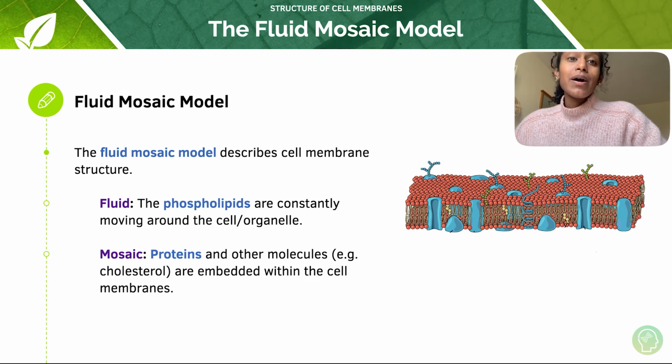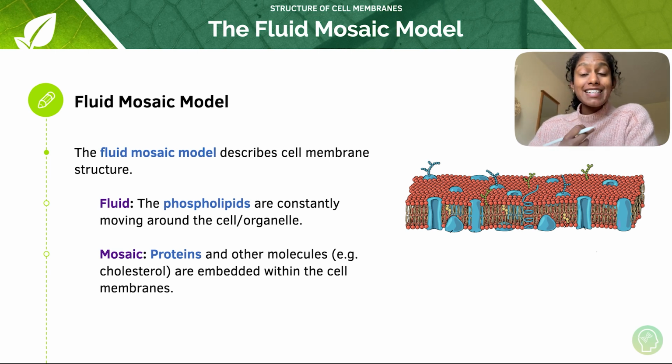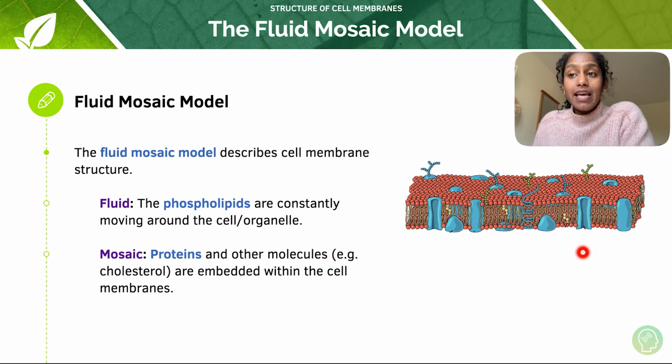So now this brings us quite nicely onto what our fluid mosaic model means. The fluid mosaic model describes cell membrane structure. When we say it's a fluid model, we mean that the membrane itself contains these phospholipids that are constantly moving around the cell or the organelle. And by mosaic, we mean that proteins and other molecules, such as cholesterol, are embedded within the cell membrane, as we can see here. So we'll take a closer look in a sec.